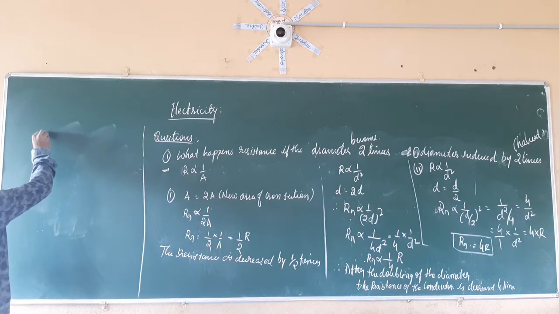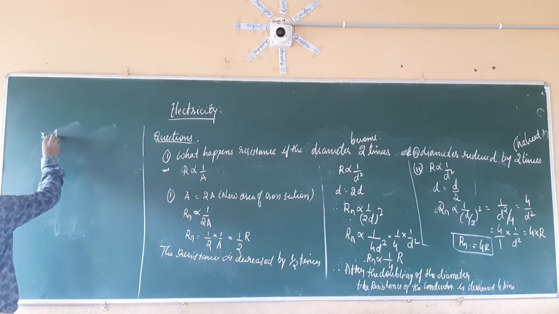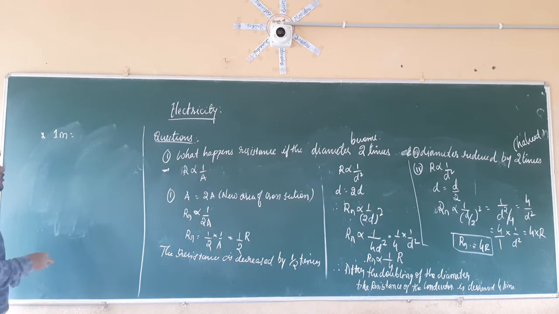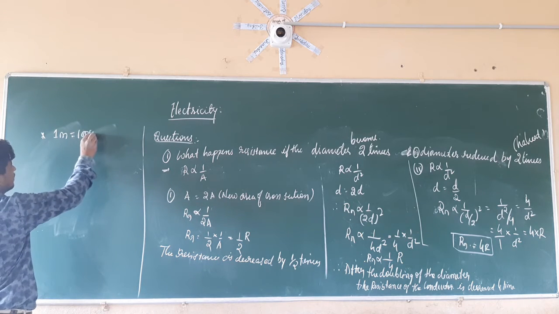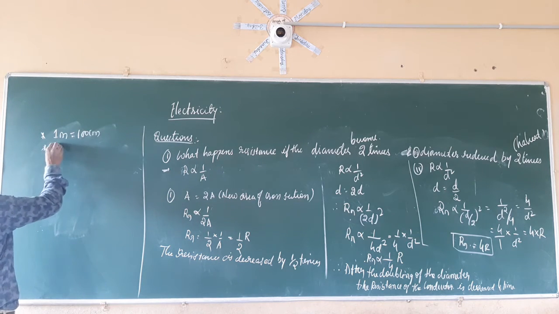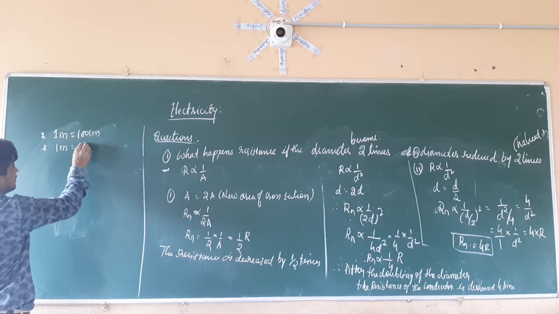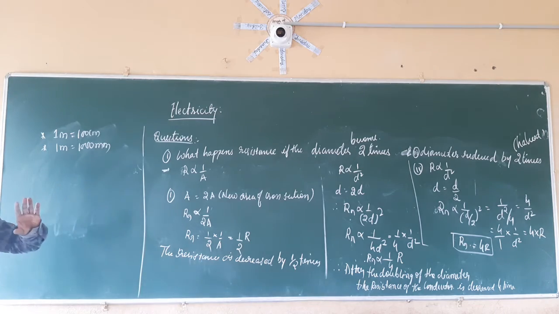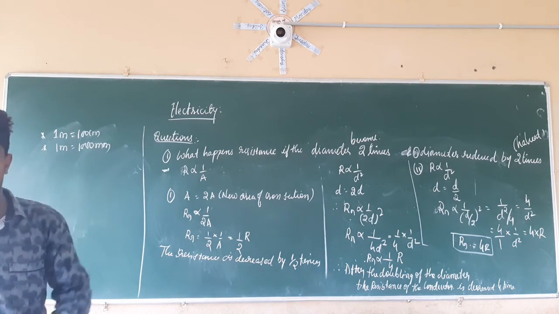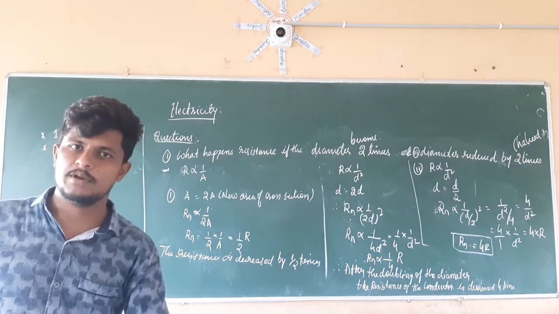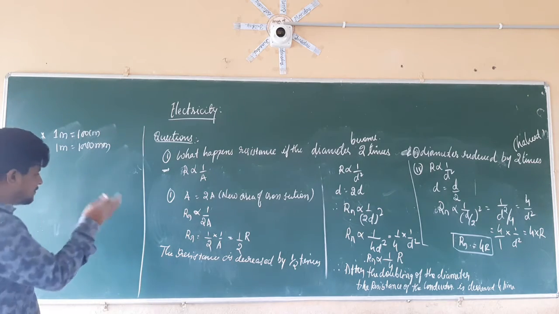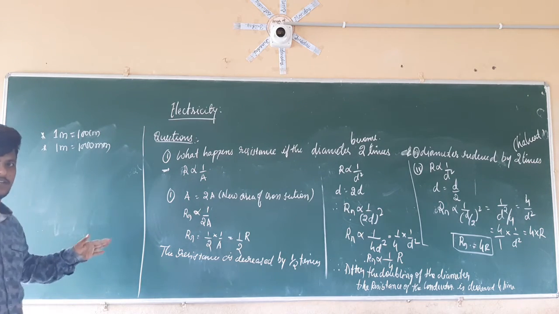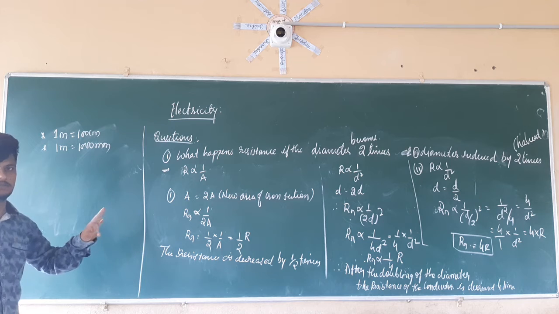Now first, what do you mean by 1 centimeter? 1 meter is equal to how many centimeters? It is equal to 100 centimeters. In the same manner, 1 meter is equal to 1000 millimeters. Now, always remember we have a basic SI unit of length, which is the meter. So in this problem statement, whatever problem we are going to discuss, the length should be in meters only.